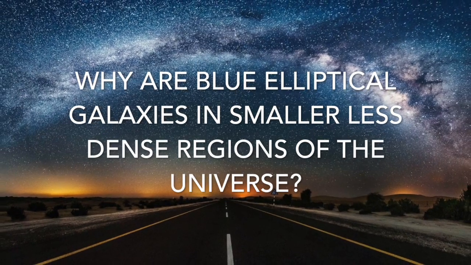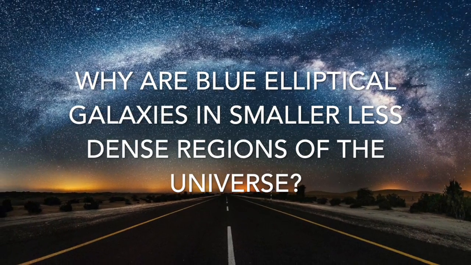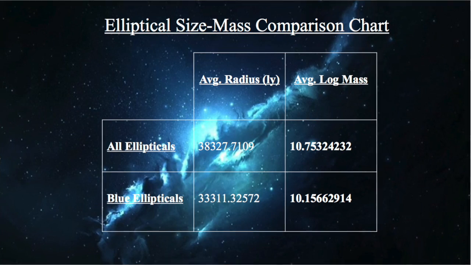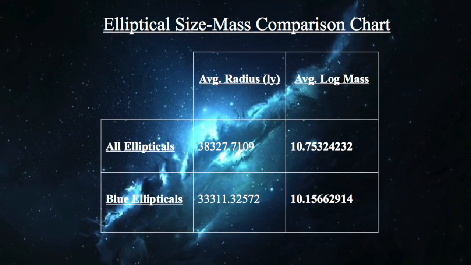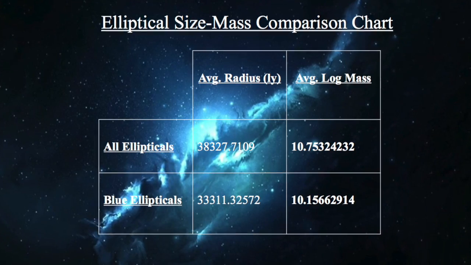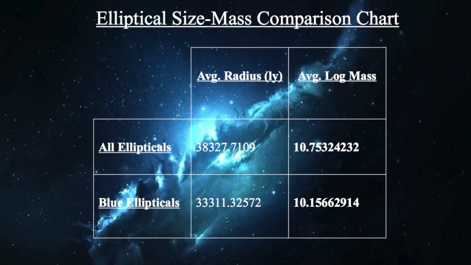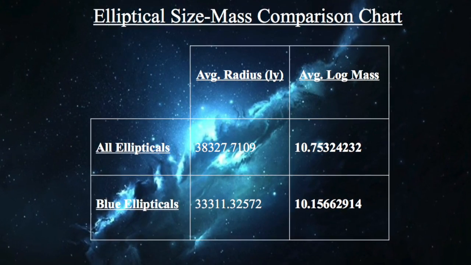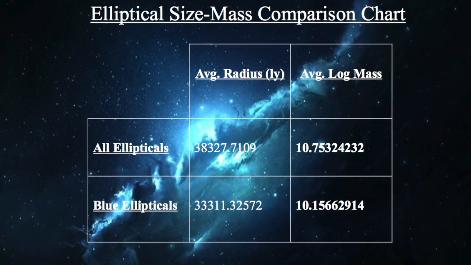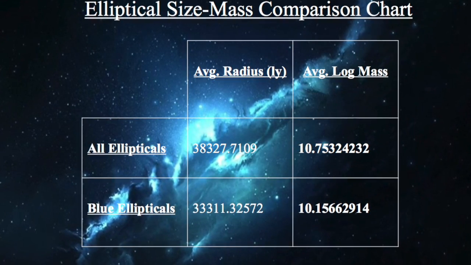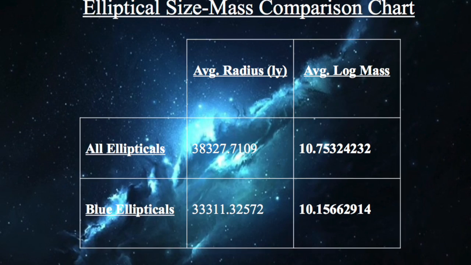Why are blue elliptical galaxies smaller and in less dense regions of the universe? This data shows that, while blue elliptical galaxies have most of their light enclosed within a radius 5,000 light-years smaller than the average elliptical, they still have close to the same mass. This suggests that blue ellipticals are composed of a relatively small number of stars that are high mass, which would allow the galaxies to be smaller, but still have about the same mass as normal ellipticals.